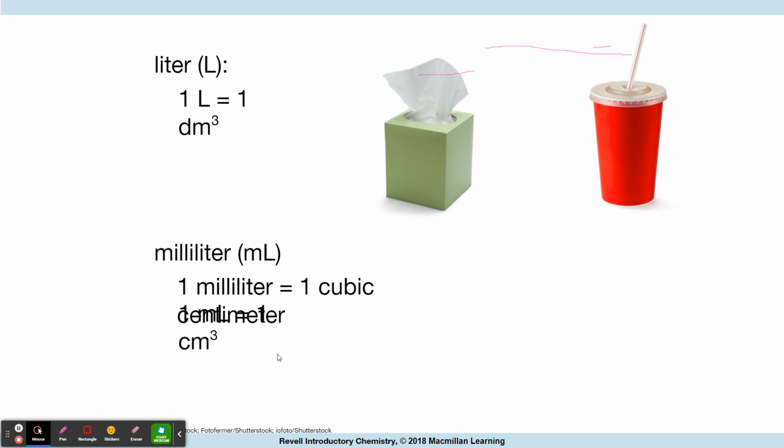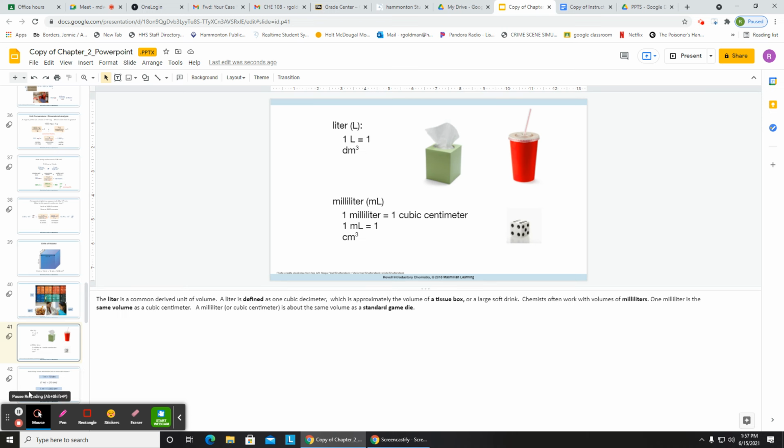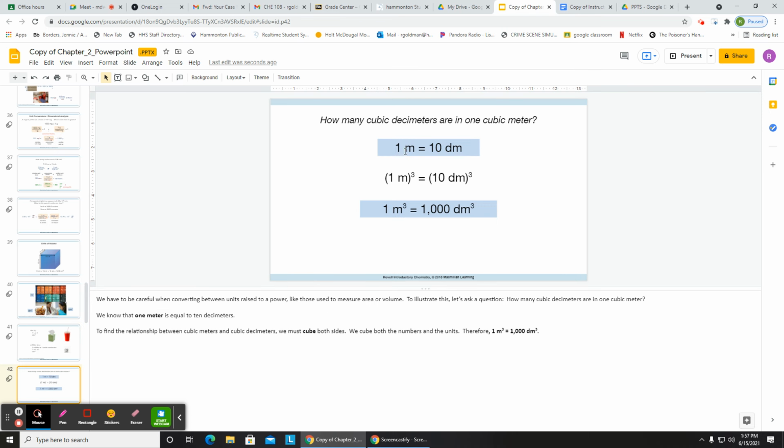Volume also gets a little tricky because there's many different ways to find volume. So here's the trick with volume. If you're going to cube a volume, like how many cubic decimeters are in 1 cubic meter, you have to cube the entire thing, not just the unit, but also the value. So how many cubic decimeters in 1 cubic meter? So I know there's 1 meter and 10 decimeters.